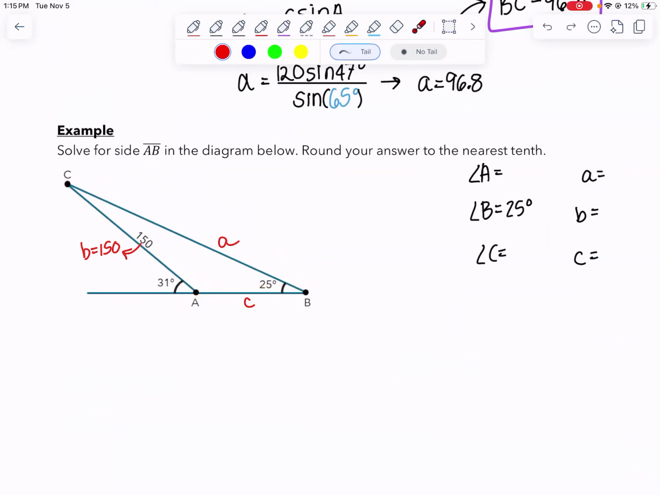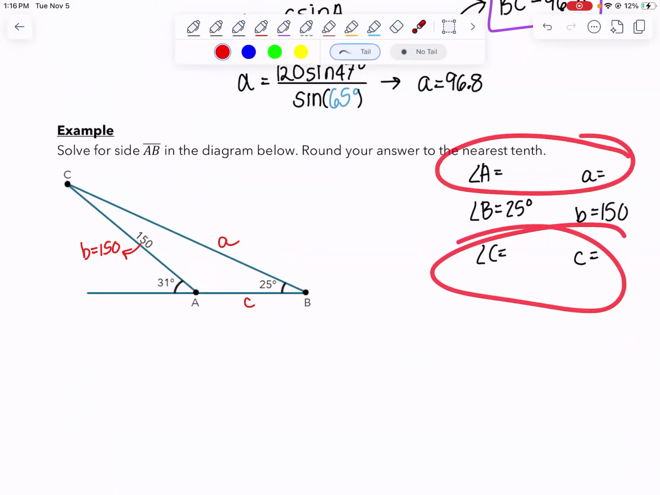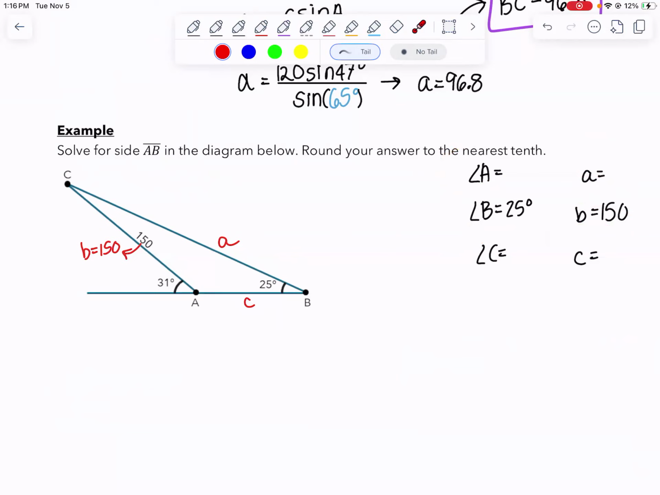All right, so we know that B is 150. And right now, we don't have enough information for law of sines. We know everything about B, but we need to know at least some of this other information. So what are we looking for here? Side AB. So side AB is side C in the diagram. Side C is what we're trying to find. Now we need to know angle C in order to do that.